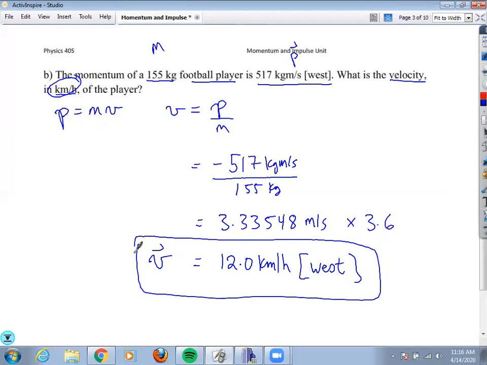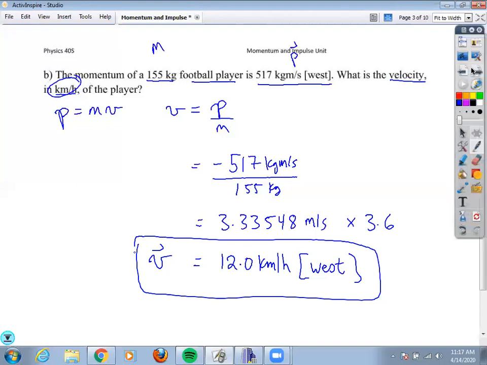I hope these two examples give you an introduction to solving for momentum or mass or velocity using p equals mv. Remember that p, momentum, is a vector, and you must have direction. Remember that mass must be in kilograms, and velocity must be in meters per second.